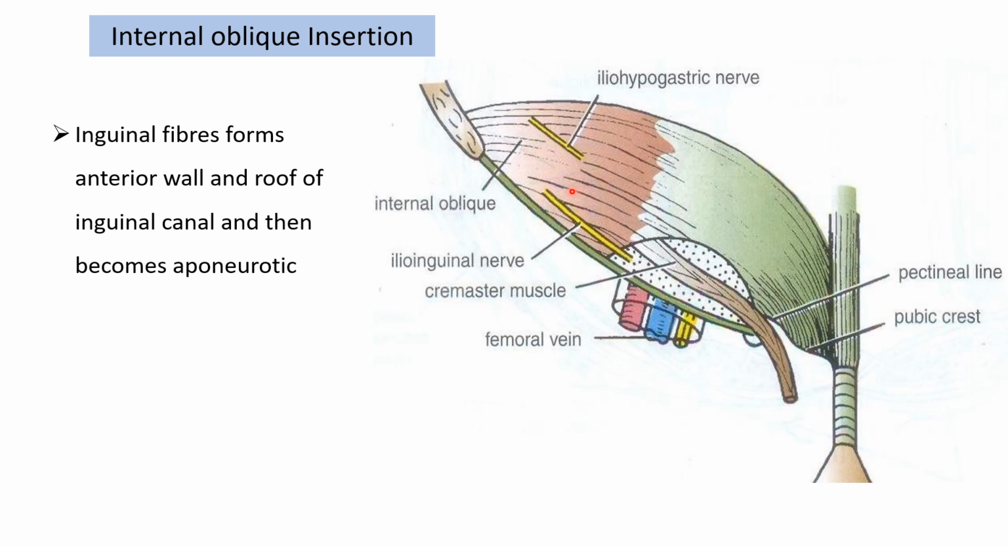So these internal oblique muscle fibers form the anterior wall of the inguinal canal, after which it curves upwards and forms the roof. So concentrate on this region, which is colored green. It is forming the roof of the inguinal canal. The anterior wall as well as the roof of the inguinal canal is contributed by the aponeurosis of the internal oblique muscle.